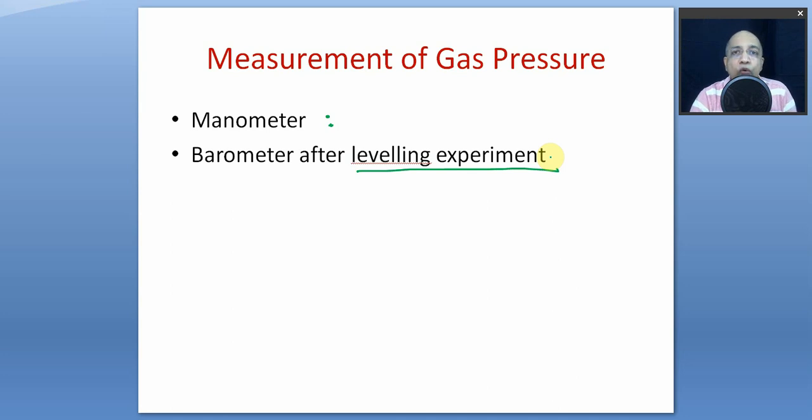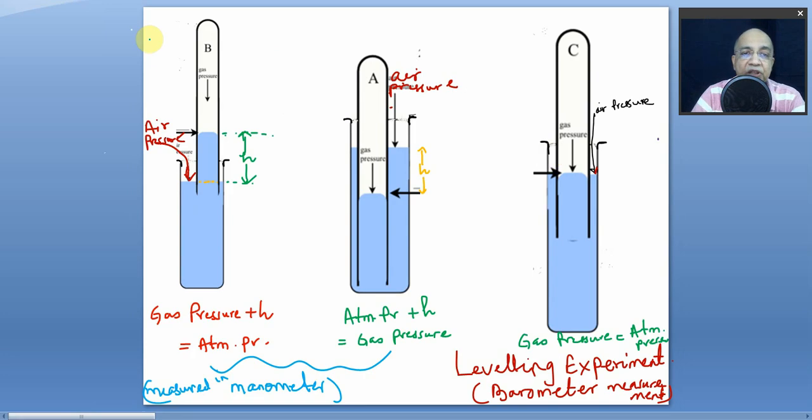We don't do that. We perform a leveling experiment. I'll tell you what that leveling experiment is. See, same manometer, this manometer conditions.